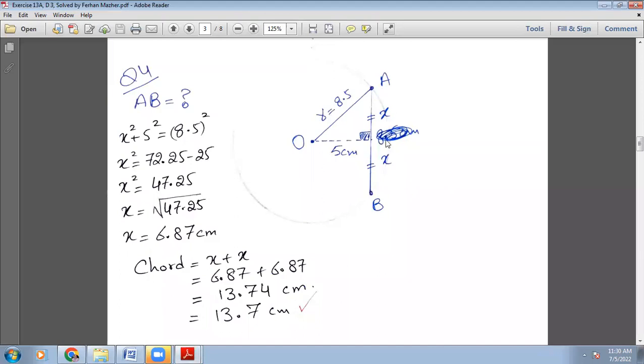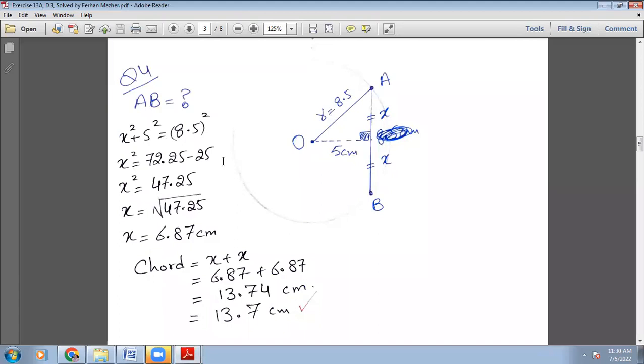It has divided its chord into equal parts, x and x. So this is a right angle. So apply Pythagoras here. So r square is equal to 5 square plus x square. So r value is 8.5. So x square plus 5 square is equal to 8.5 square.